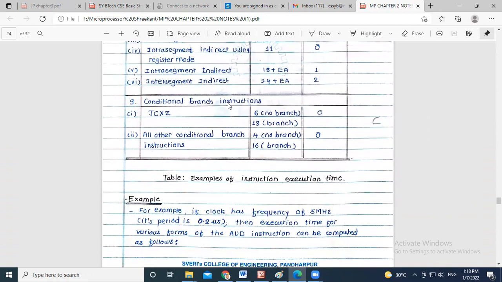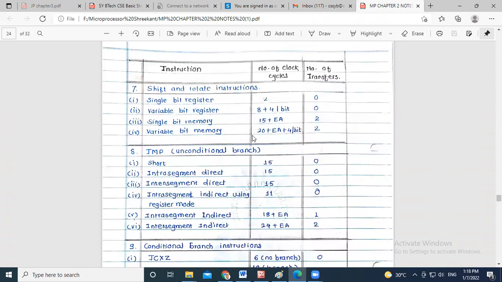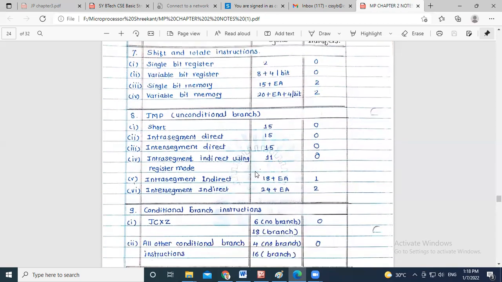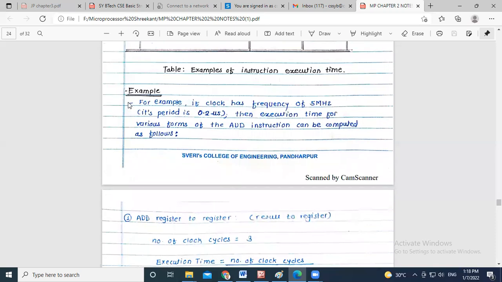After that, I have made some calculations on how to find the execution time, because these table values are there. Actually it is one chart, one table. If the questions are asked in the examination, they will give this chart, or they will mention the particular values in the question itself. So I will solve some examples here on how to find the execution timing of a particular instruction.